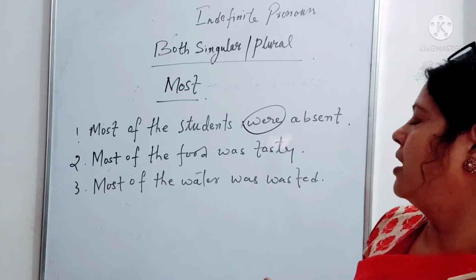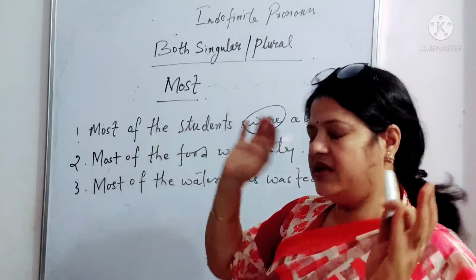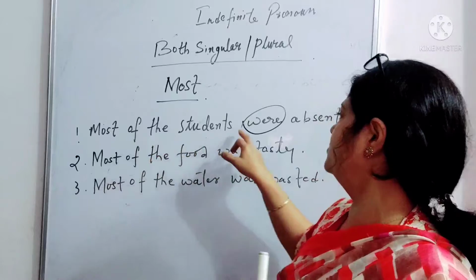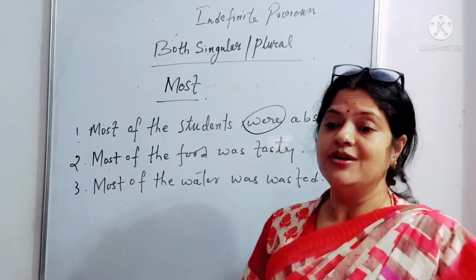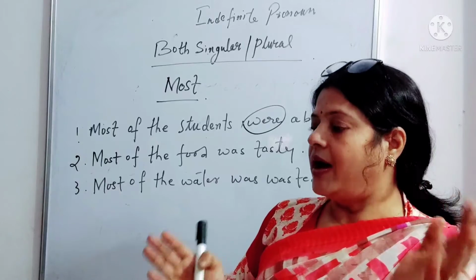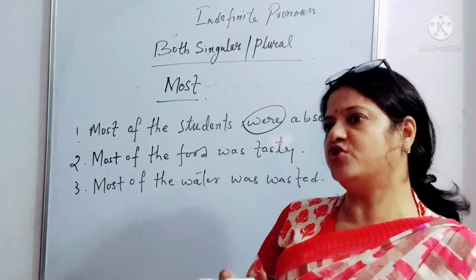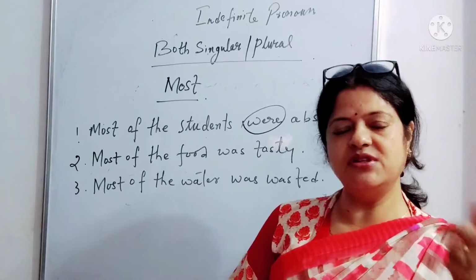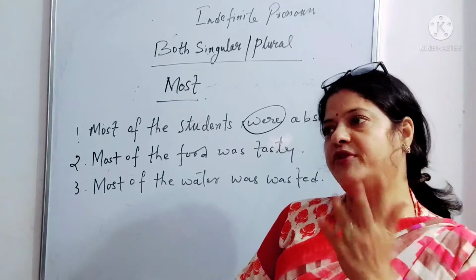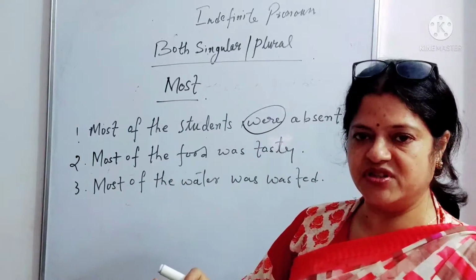Okay. And if we talk about the second thing, let's discuss the first. Most of the students were absent. School opened, and we see that on the first day most of the students were absent, only a few of them had come. So we can say that most of the students were absent.